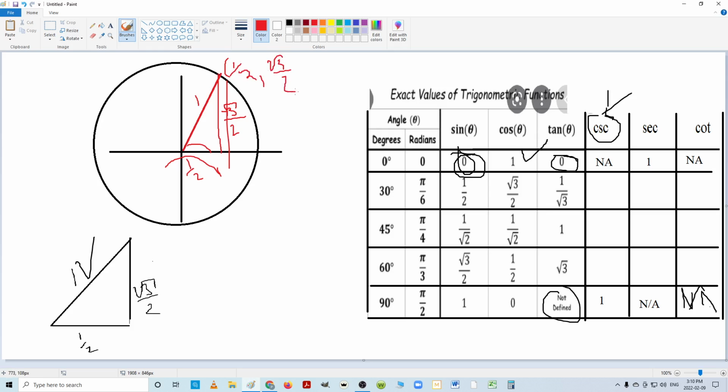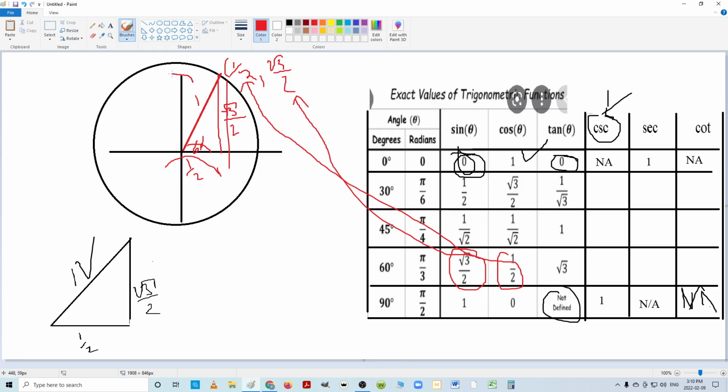And then we remember that this triangle is 60. And when we look over at the sine of 60 right here, we discover, wait a minute, the sine of 60 is also square root of 3 over 2. And the cosine of 60 is 1/2.